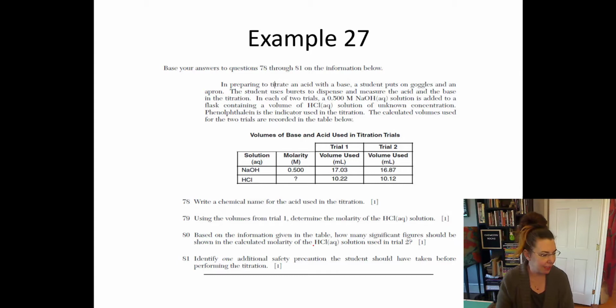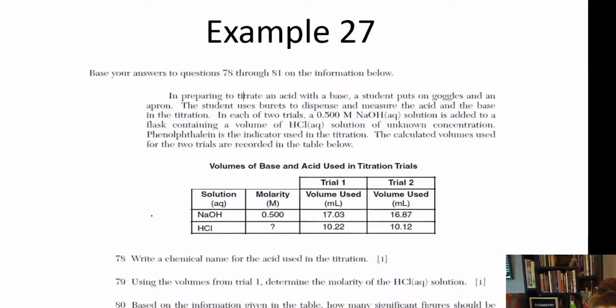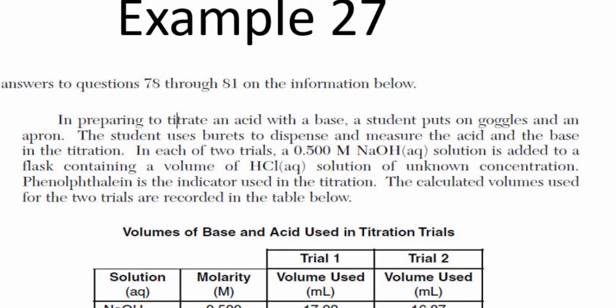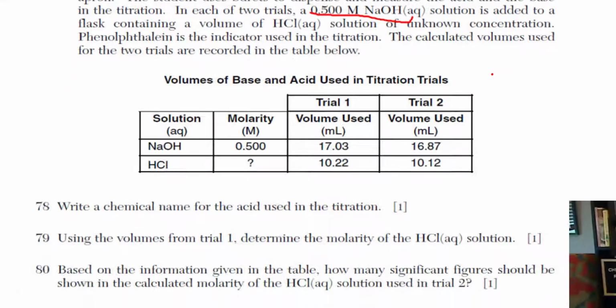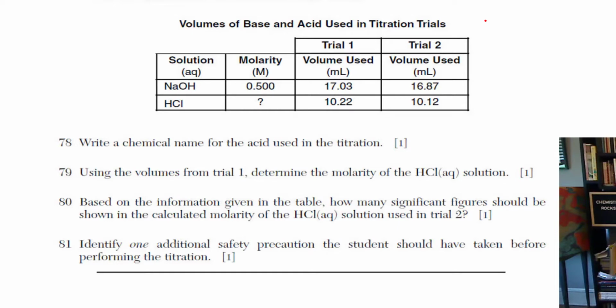All right, let's try another problem. Example 27 actually has multiple parts. This is once again from a Regents exam. In preparing to titrate an acid and a base, a student puts on goggles and an apron. The student uses burettes to dispense and measure the acid and the base in the titration. In each of the two trials, 0.5 molar, I'm going to just go ahead and underline that, sodium hydroxide solution is added to a flask containing a volume of hydrochloric acid, solution of unknown concentration. Phenolphthalein is the indicator in the titration. The calculated volumes used for the two trials are recorded in the table below.